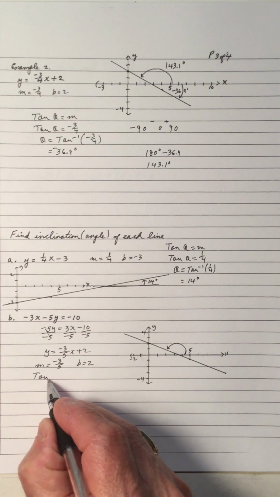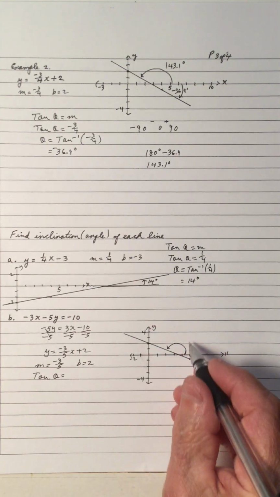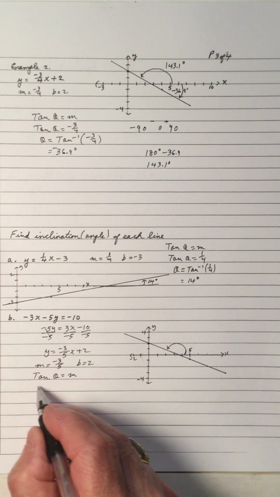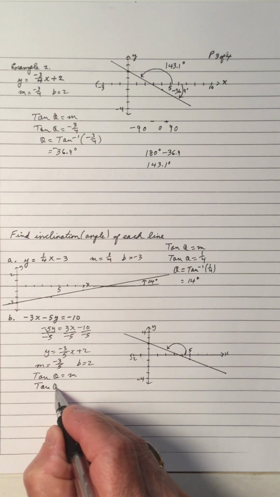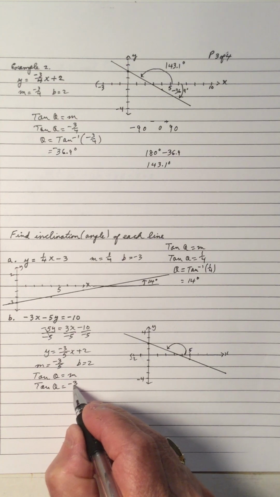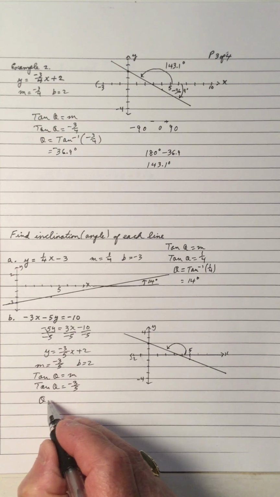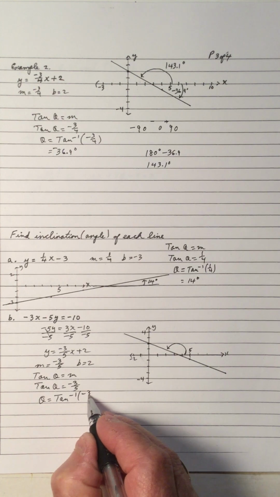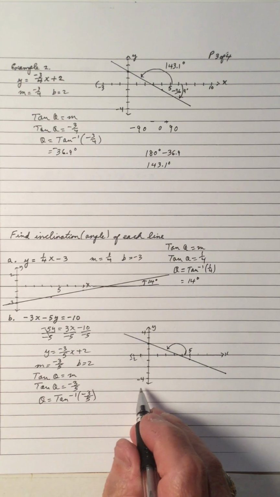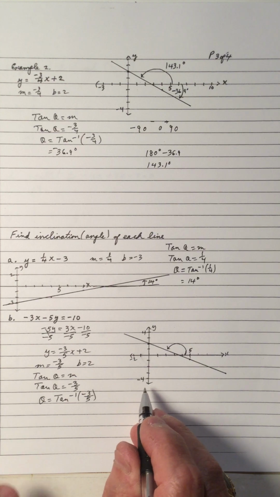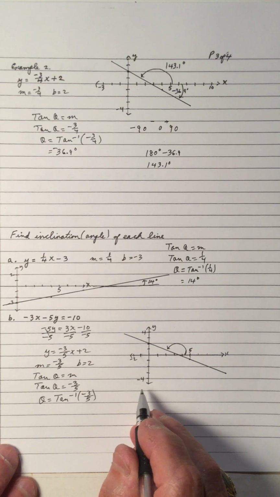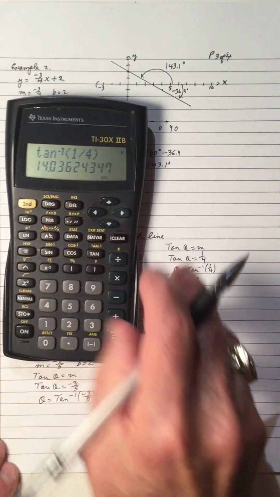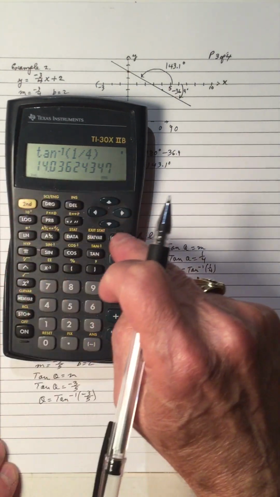So tan of theta, where theta is the angle of inclination, is equal to the slope. So the tan of theta is equal to negative 3/5. So theta equals tan to the negative 1 of negative 3/5. And so what happens? Let's use our calculator again. Okay, let's clear it.